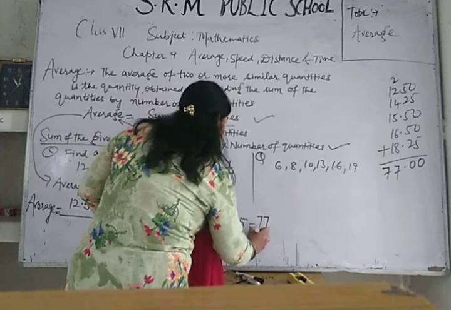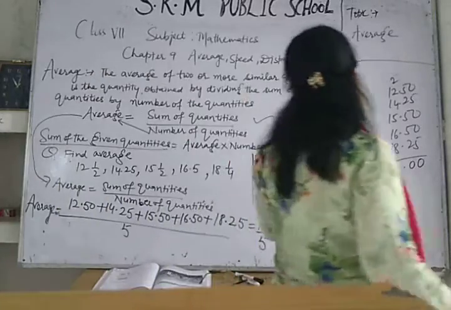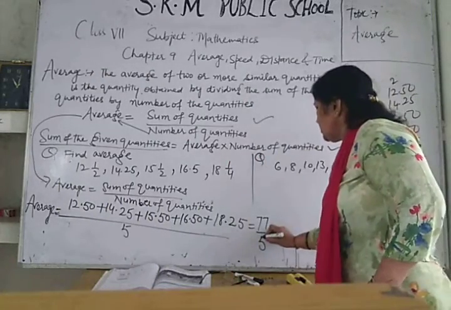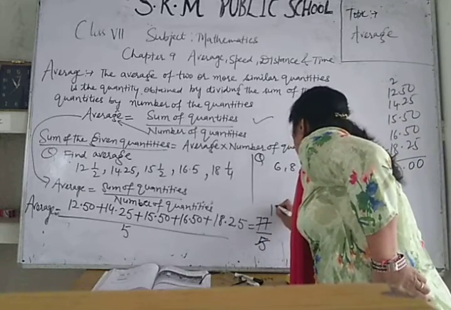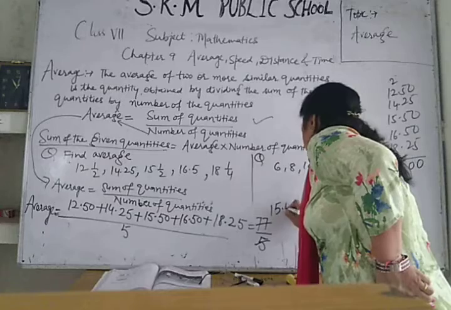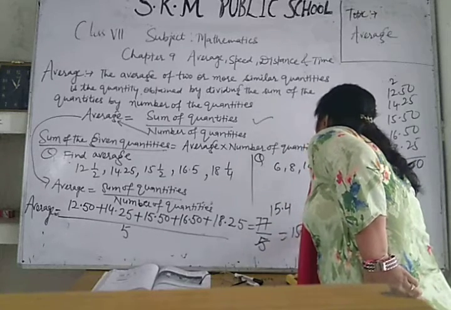77 divided by 5. The 0.00 hardly matters whether you write it or not. Now, divided by 5: 5 5s are 25 and 5 4s are 20, and you will get 15.4 as the average.